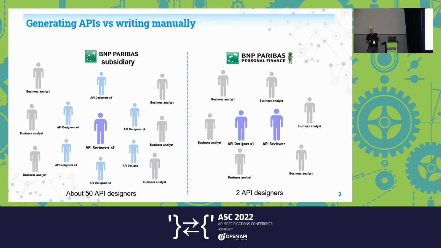At personal finance, this is for consumer credit, we have almost the same thing. It's probably smaller, but almost the same situation. We have a set of business analysts, but we are only 2: one API designer, myself, and another API reviewer. How is it possible, 50 API designers and only 2 in the other one? But this is the topic of this workshop.